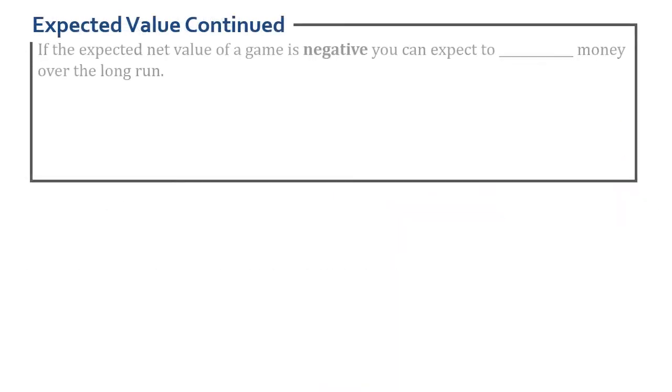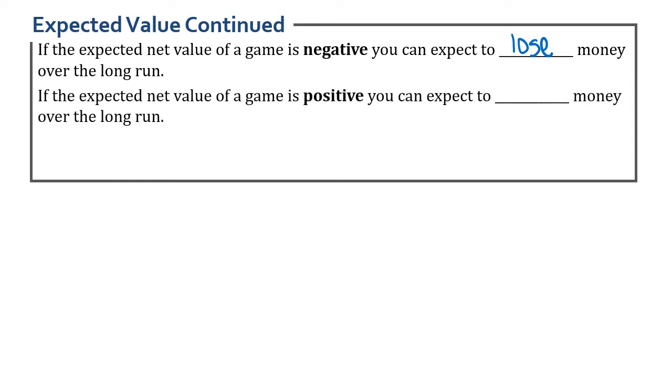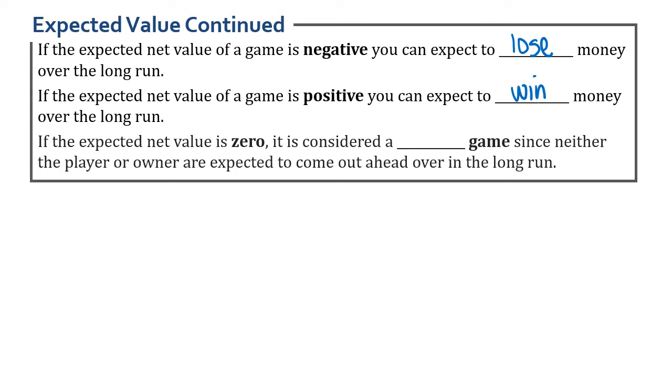Okay, so we kind of brought up that concept of net value. So the expected net value of a game, if it's negative, you're going to expect to lose money over the long run. So on that last example, you would lose 60 cents per ticket in the long run. That's what it would average out to. If the expected net value of a game is positive, you can expect to win money. And if the expected net value is 0, that's called a fair game, since neither the player nor the owner are expected to come out ahead in the long run.